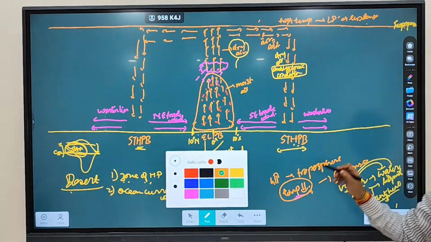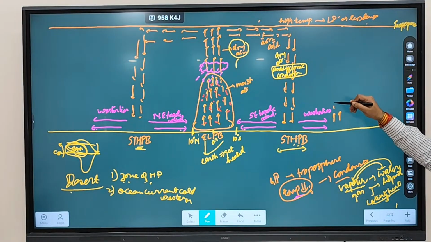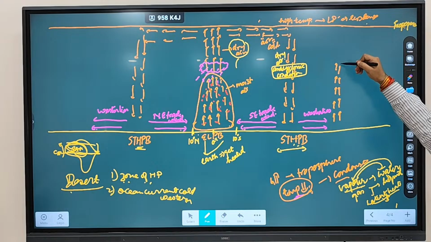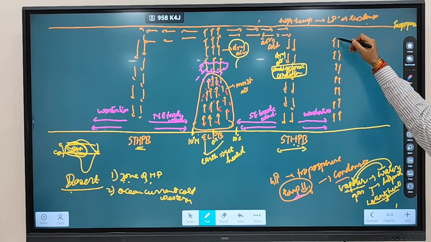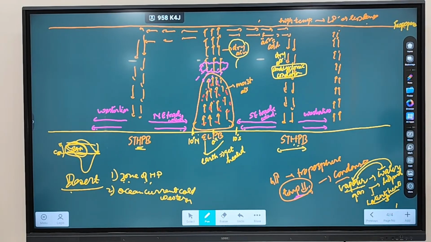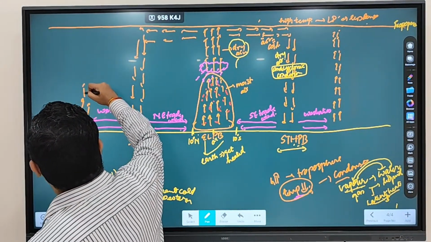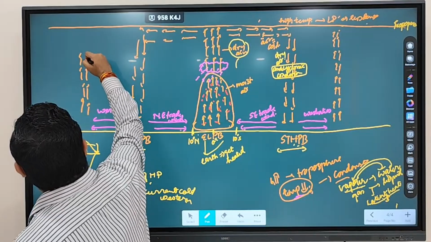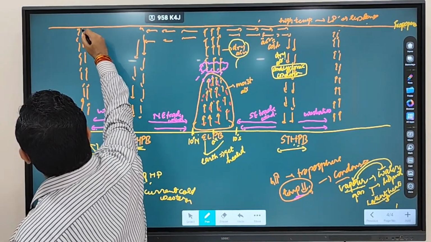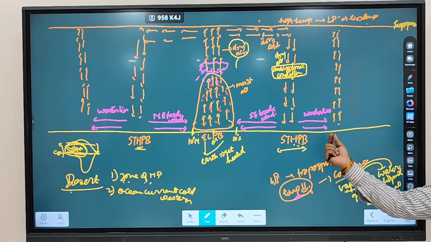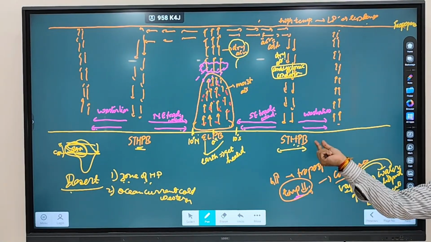Heated means what? The wind will start to rise up, like this. So from here you will see wind is starting to rise up. Why does this wind start to rise up? Because as the wind is traveling closer to the Earth's surface, it will get heated.